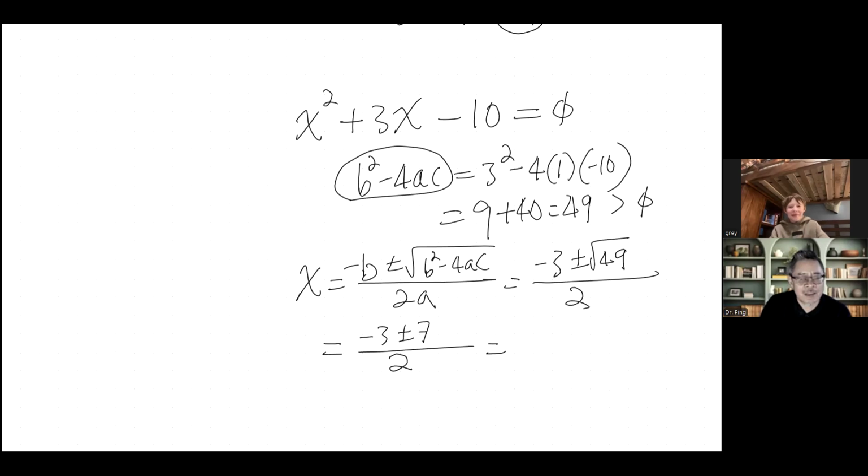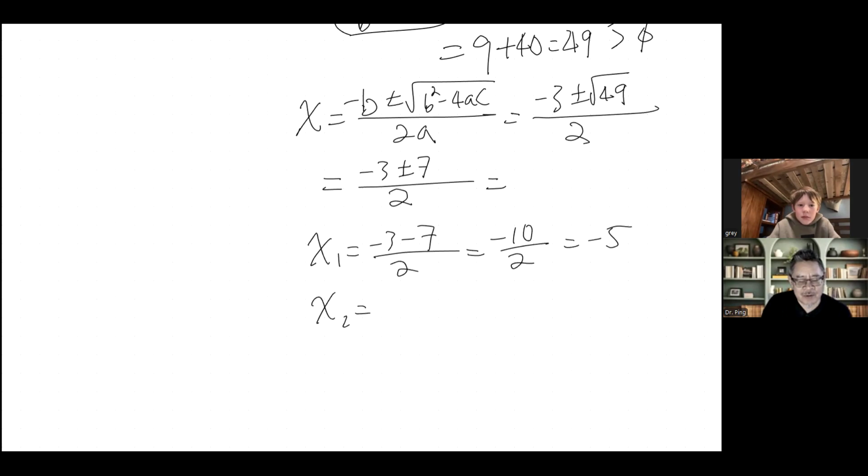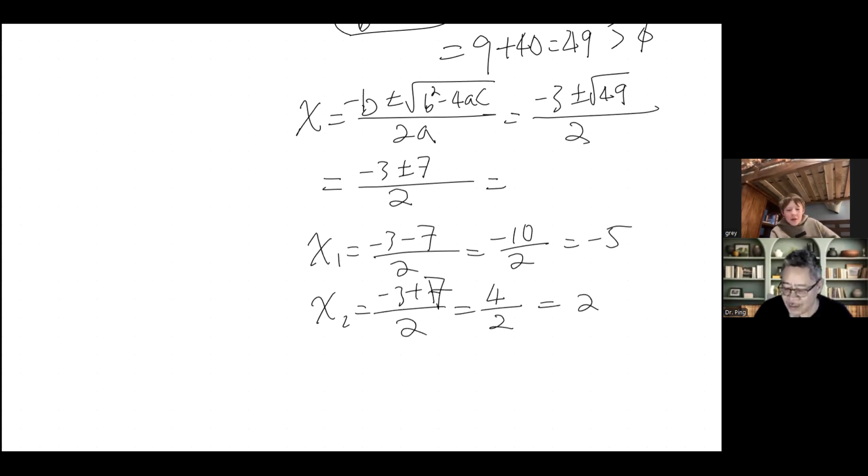Either x1 is -3 minus 7 over 2, -10 over 2, which gives -5. Then x2, the second one, is -3 plus 7 over 2. That's 4 over 2, which gives us 2. So those are the solutions.